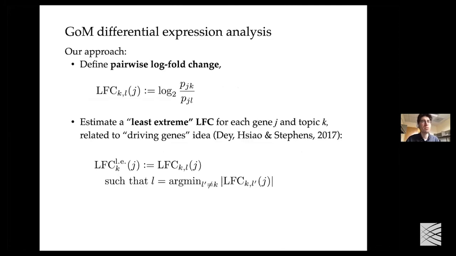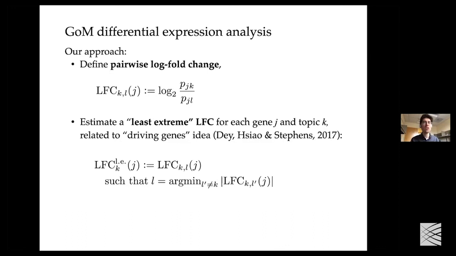So I'll skip over the implementation details, how we actually implemented this on the computer. But in terms of thinking about how to come up with an equivalent log fold change in this setting, the definition is here. I won't go through the formal definition, because actually the idea is very simple. Suppose you're interested in knowing the log fold change for gene J in a given topic K. We're going to compare to all the other topics, and then we're going to keep the one that's what we call the least extreme, so the smallest log fold change.